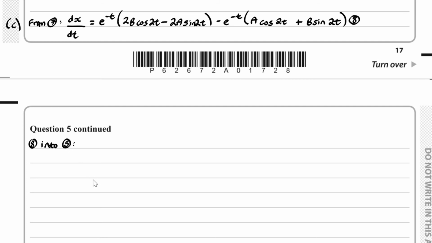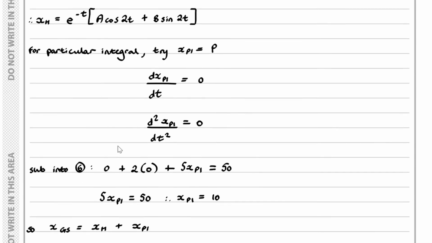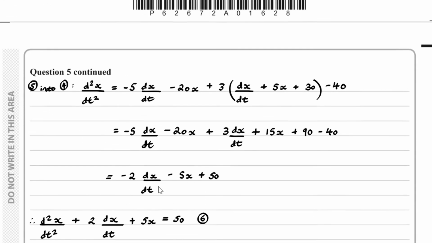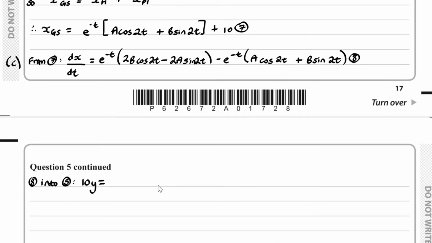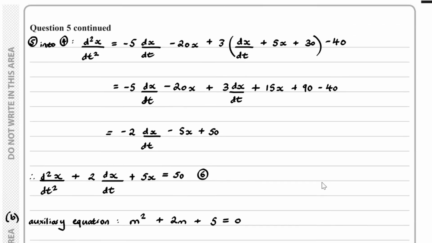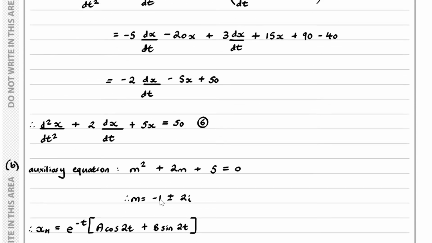equation 5. So we've got 10y. This is going to equal, if I get equation 5 up, dx over dt. So dx over dt, that's all of this result over here. So we have e to the minus t lots of 2b cos 2t minus 2a sin 2t minus e to the minus t lots of a cos 2t plus b sin 2t. And then we've got over here 5x.